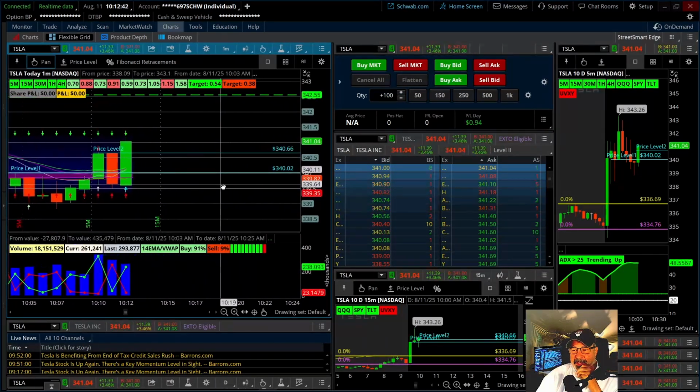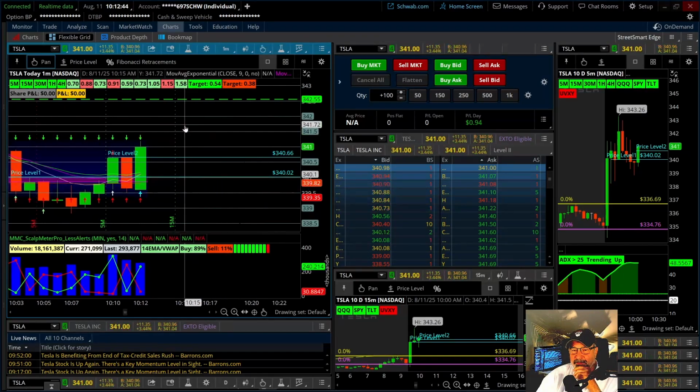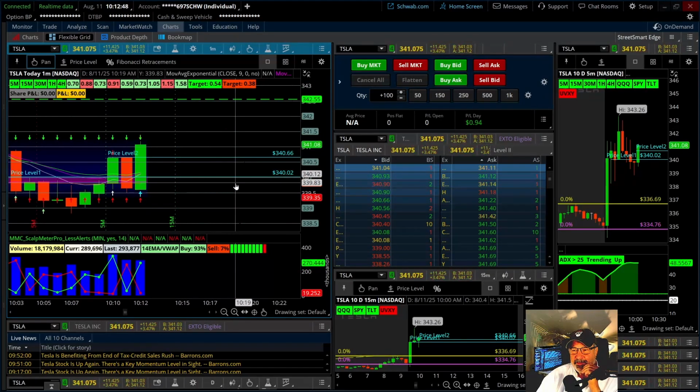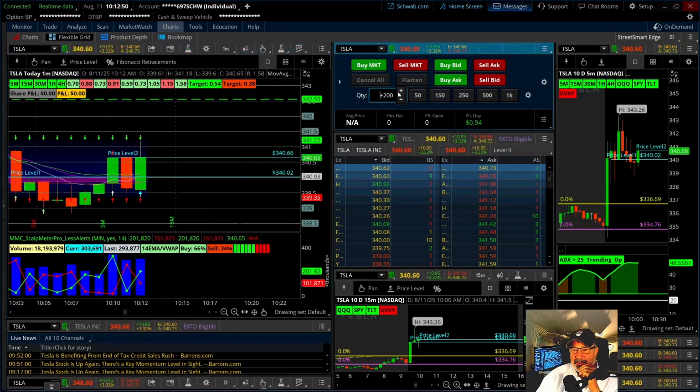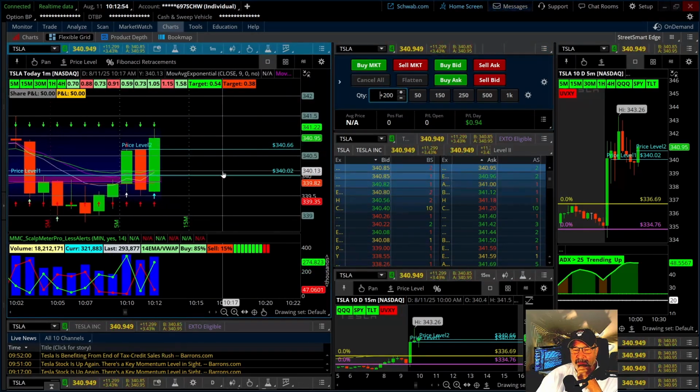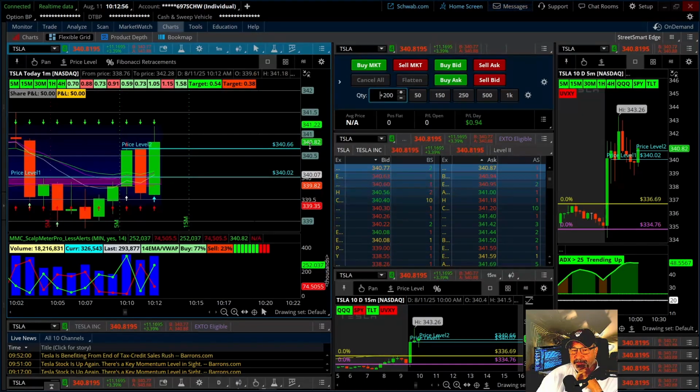now it's finally decided to go long again. There's our high, 342.55. I think I'll try to get us some money here with a couple of trades. Let's see if I can force out some green here.